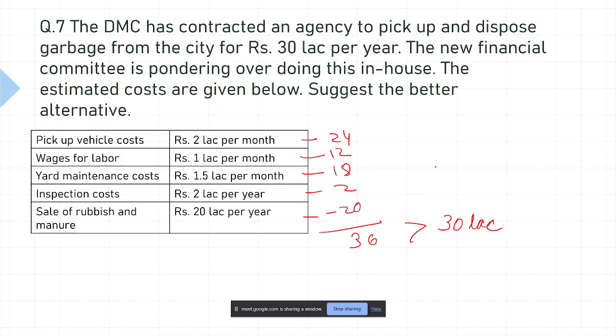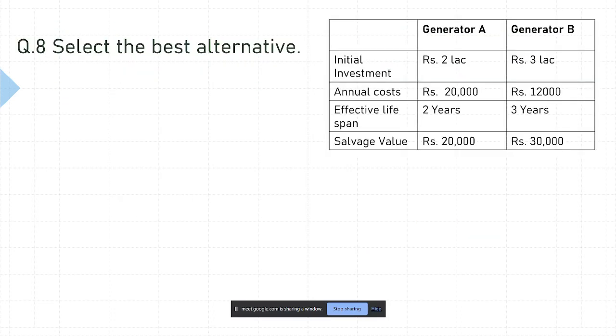See, right now we are not worried about how the contractor will make profit or why we are losing this 6 lakh extra. We just compared it and the better alternative is that we will go for the renting itself. Now coming to the next question, select the best alternative. There are two generators, initial investment given, annual cost, effective life, salvage value, everything is given to you.